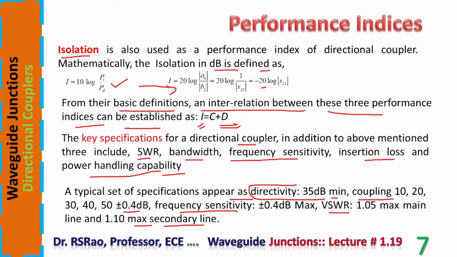If the application demands a coupling of 20, one can go to a coupler which gives a coupling of 20. If the application requires 40 dB coupling, then one can go for a coupler with a coupling of 40. So specifications are useful to the user in several different ways.